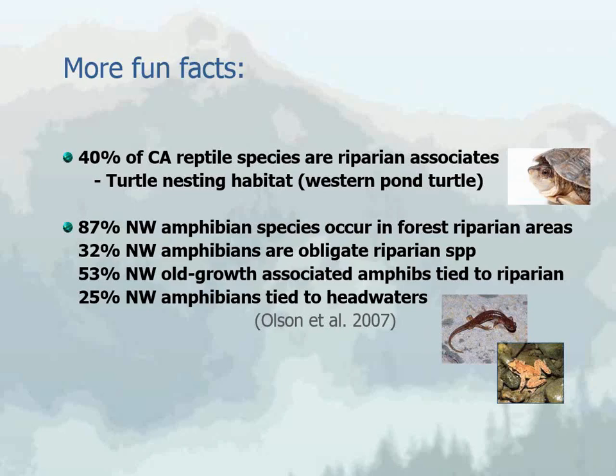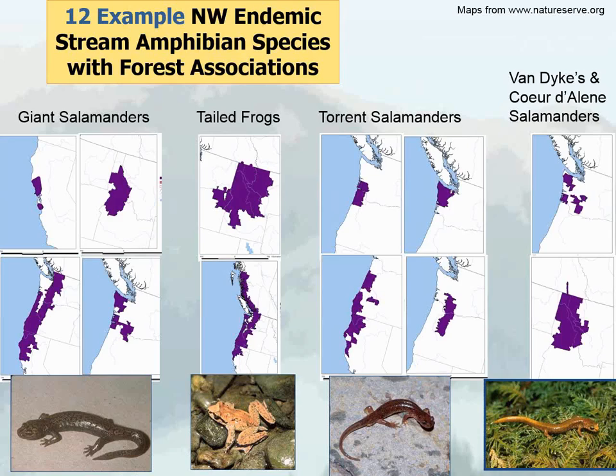53% of old growth associated amphibians are tied to riparian, and a quarter, 25% of Northwest amphibians are tied to headwaters. So these are some fun facts, but this will give you some relevance, some bearing for why I'll be talking about things like amphibians today. It's because they have a very strong tie to these west side riparian areas.